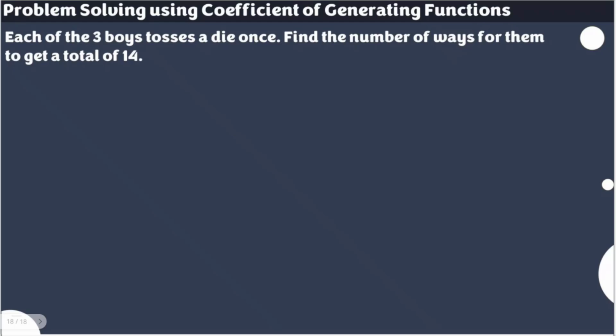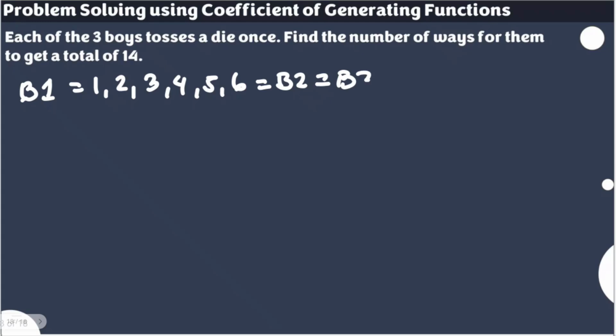Now take note, for each of the boys, there are actually 6 possible results. Say for example, for boy 1, the results he would get would be 1, 2, 3, 4, 5, and 6. This is also true for the results boy 2 and boy 3 can get.